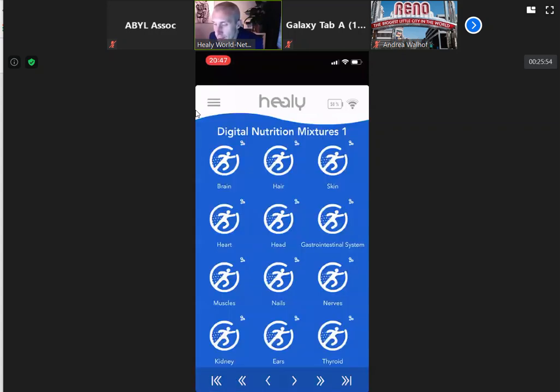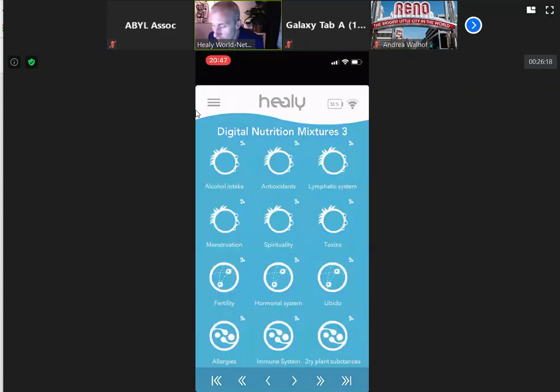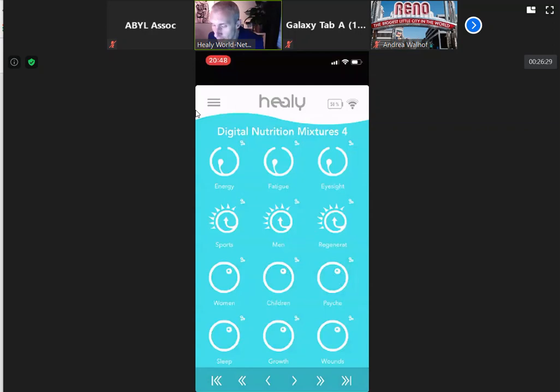And then we also have digital nutrition as a subscription program, also 120 extra programs in it, where we have mixtures that support your brain, hair, skin, heart, muscles, nails, ears, thyroid, age, amino acids, vegan people, a lot of issues. They have a shortage of a lot of things in general. Then we have, if you have too much alcohol you want to take in, this can help you with it too. Libido, allergies, immune system, name it. Men, women, children, psyche, sleep, growth, wounds, energy.